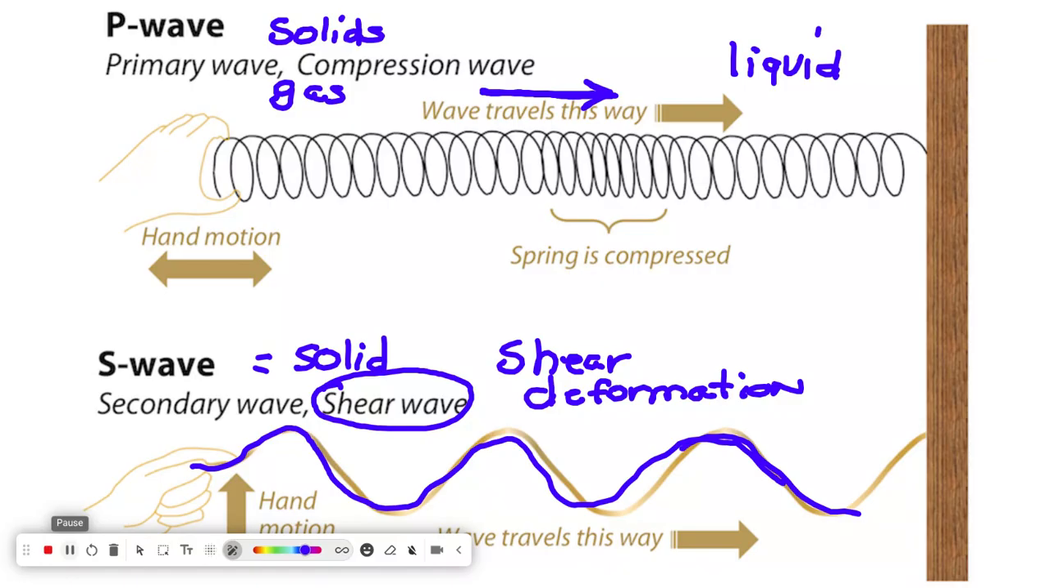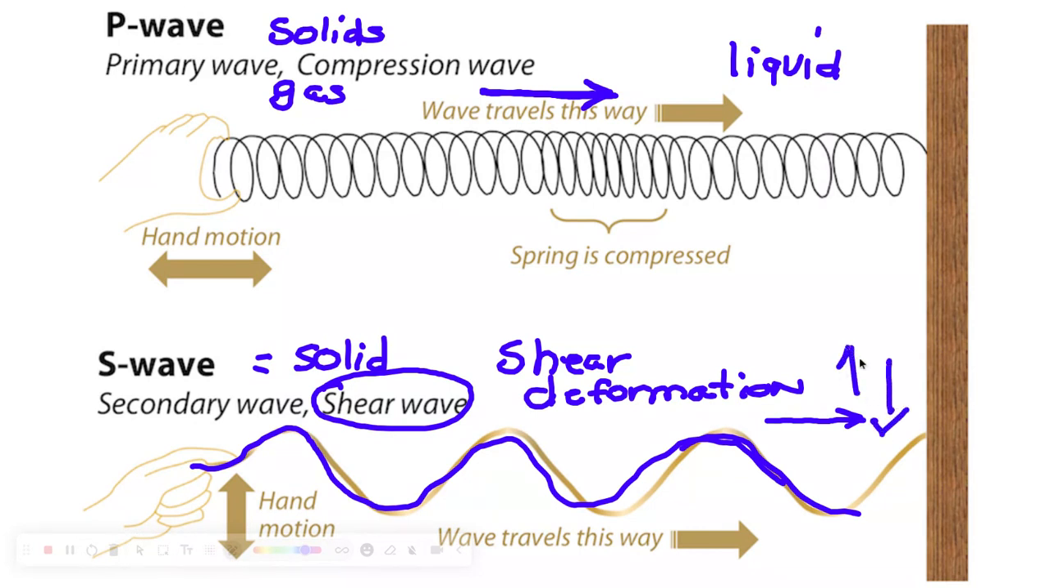But in an S wave, and by the way, they happen at the same time. Once the earthquake happens, they're happening at the same time. It's just the P wave gets there first. The S wave is moving up and down, and the material is also going perpendicular, up and down. You can think of it as the wave moving this way, but the material going perpendicular to it. That's shear deformation, and that needs a solid medium. Whereas P waves don't need that. They can go through gas and solids and liquids.